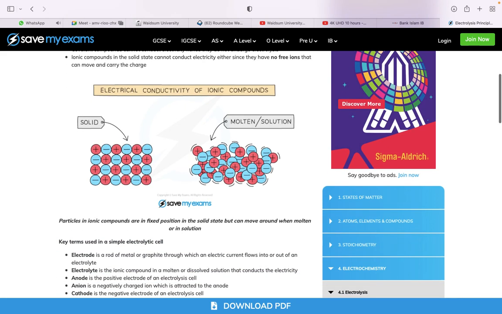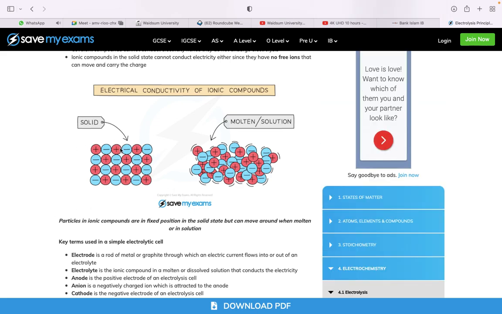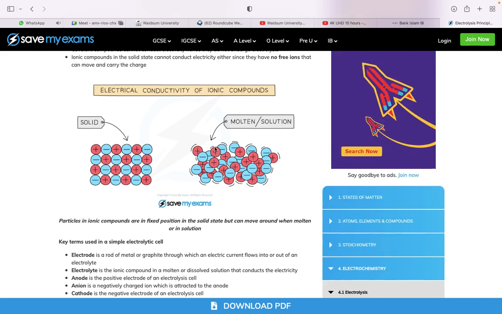Let's take a look at some ionic compounds and look at their electrical conductivity. The first one, take a look at this solid. This is a solid form of sodium chloride. You have plus, minus, plus, minus, plus, minus, like that. Then you have the molten form. In the molten form, you see there are little gaps between the plus and minus, where the ions will be able to slide through or move through a little bit. So in a molten state, the ions are able to move.